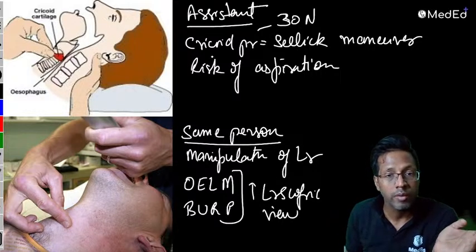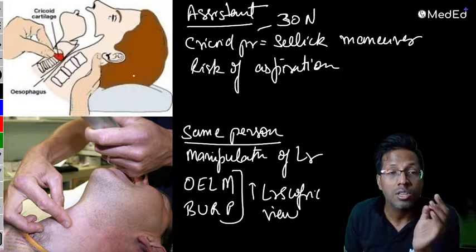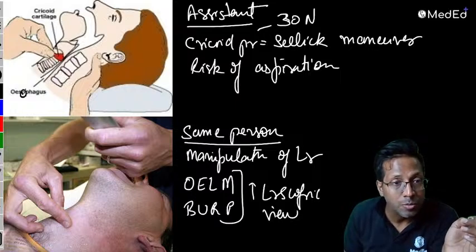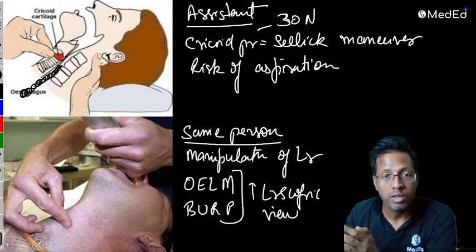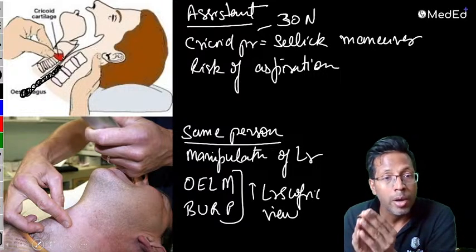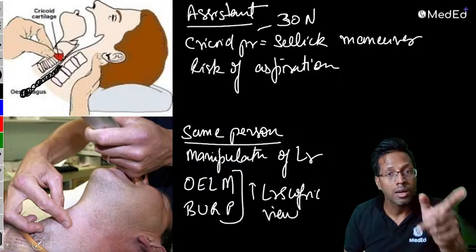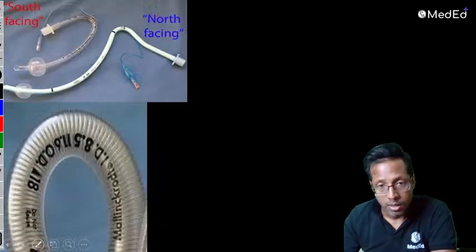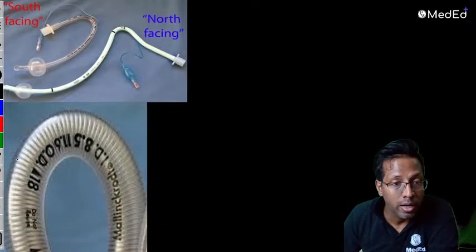And when an assistant is giving the pressure, that is called cricoid pressure, which shuts off the esophagus. So in case there is any aspiration coming from here, it will get blocked here. So this is the difference between cricoid pressure and optimal external laryngeal manipulation: the same person versus the assistant. That's the point. Clear? Next, types of endotracheal tube.